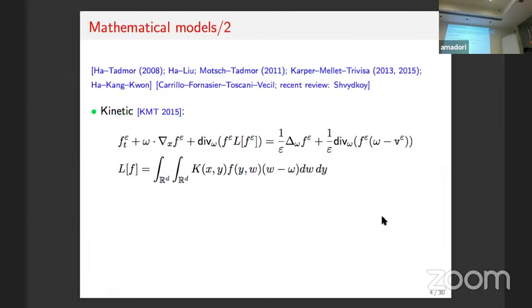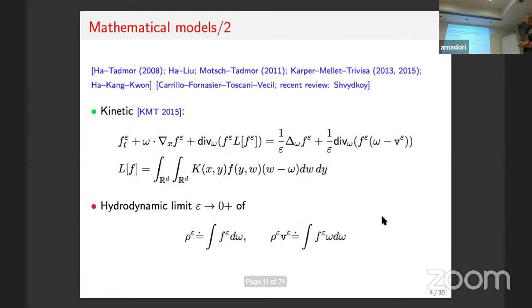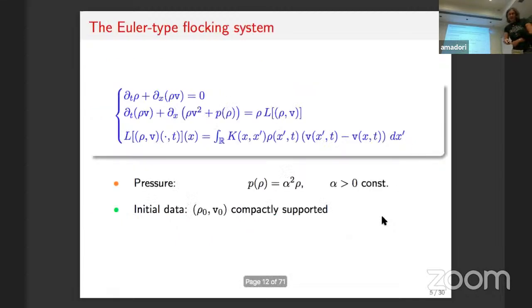So what they do is to perform the limit for this small parameter epsilon, which we send to 0. So the limit is for strong diffusion and strong alignment. They perform this hydrodynamic limit and find the equations for the macroscopic variables. So they end up with an Euler-type flocking system in which the variables are the macroscopic variables rho, depending on x and t, and e, depending on x and t as well.